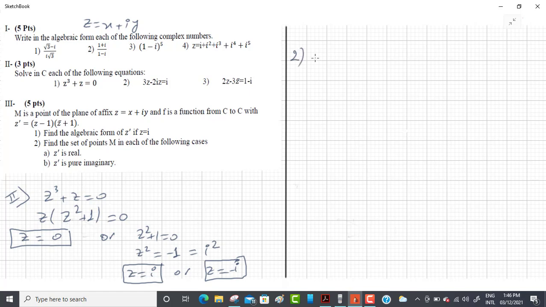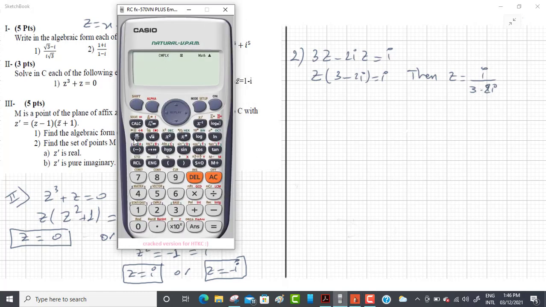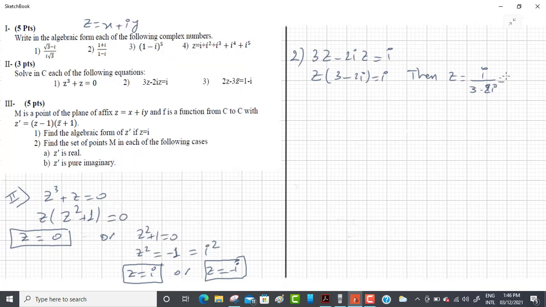Part 2. 3z minus 2iz equal i. I can take z as a common factor: z times (3 minus 2i) equal i. Then z equal i over 3 minus 2i. I have to write the answer in the algebraic form. I can either multiply by the conjugate of the denominator, or I can find it on the calculator. It's i over 3 minus 2i, and the answer is minus 2 over 13 plus 3i over 13, and this is the solution of this equation.